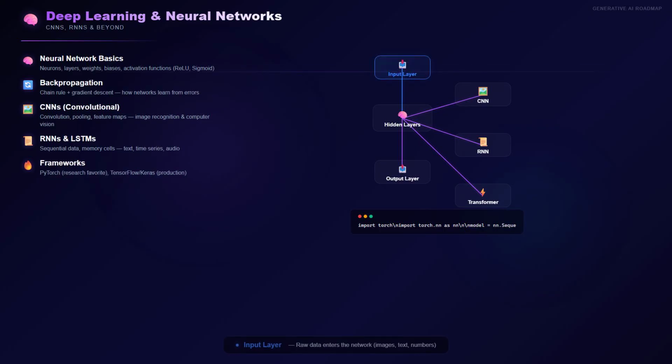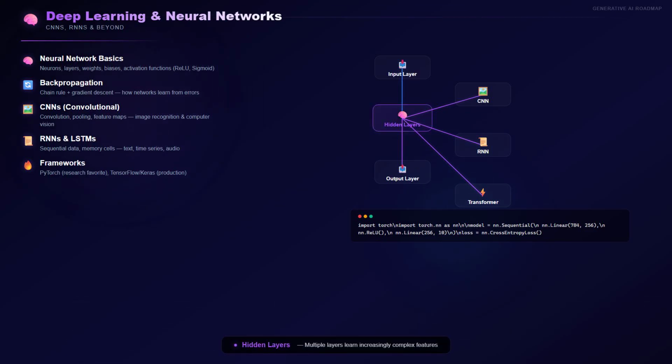Deep learning is where AI gets its power. Neural networks with multiple layers can learn incredibly complex patterns that traditional ML cannot. A neural network has neurons organized in layers. Each neuron computes a weighted sum of inputs, adds a bias, and applies an activation function like ReLU or sigmoid. The network learns by adjusting these weights.